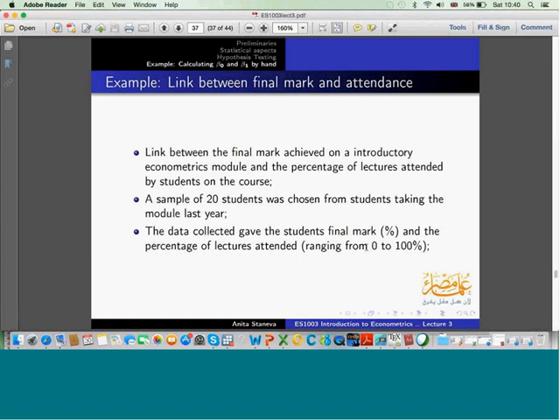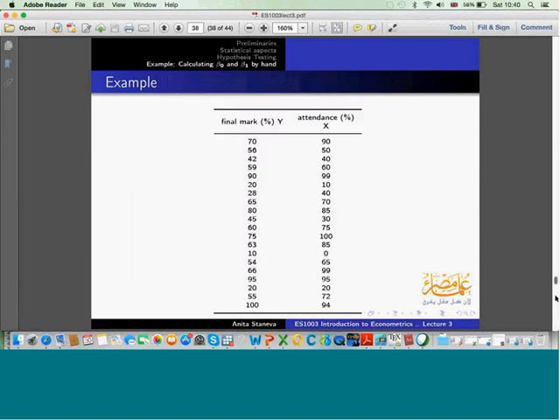Looking at the link between the final mark and lecture attendance. So the link between the final mark achieved on an introductory econometrics module and the percentage of lectures attended by students in the course. We have a sample of 20 students, and the data given in the next slide is this one. The data collected give the student's final mark in percentage and the percentage of lecture attendance. It ranges from 0 to 100.